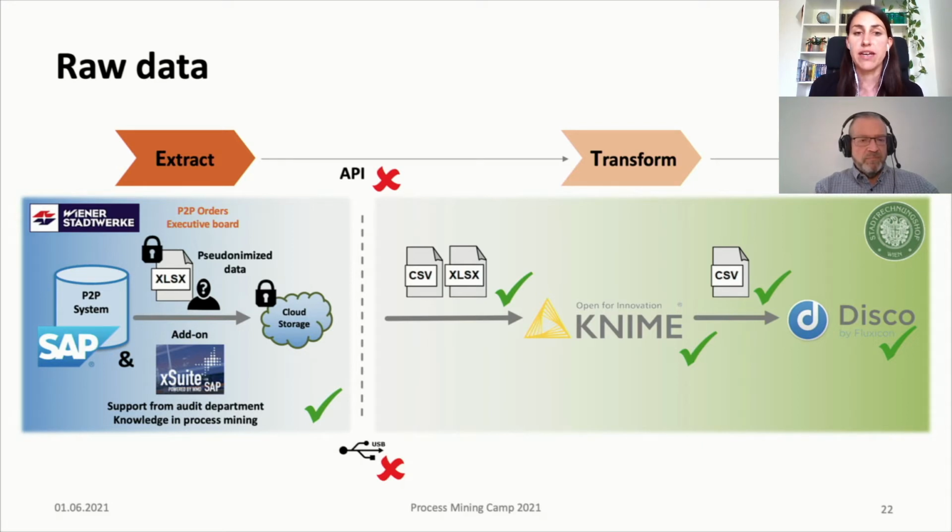We had no direct access to these data sources, so the Department of Internal Audit from the Wiener Stadtwerke helped us a lot here. They extracted the data for us and provided us those data files via an encrypted cloud storage, so we could work with those files later on.